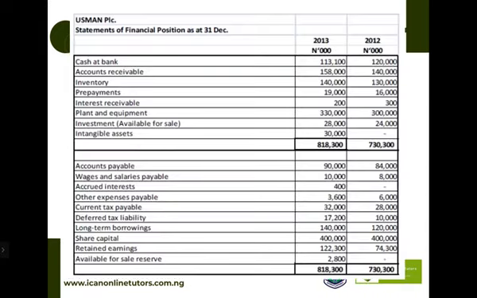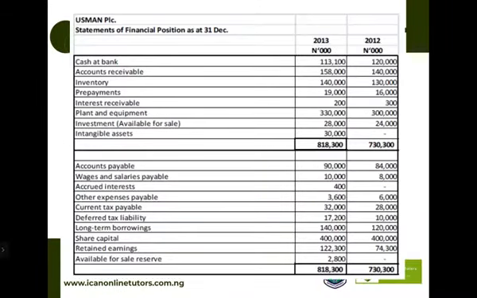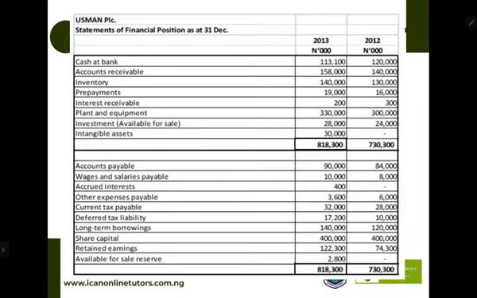Okay, let's get started. We have this statement of financial position. Where is the statement of comprehensive income? Okay, this is the statement of profit or loss. You have revenue, you have gross income, you have gain on sales of plants. Also, you are given your expenses. You have your profit before tax, your income tax expense, and also the profit for the year.